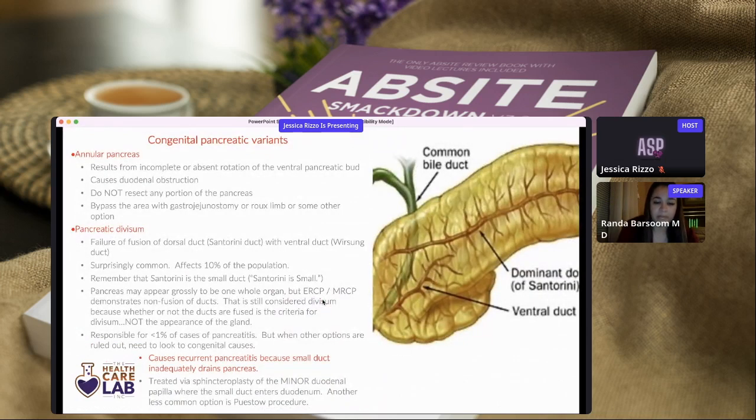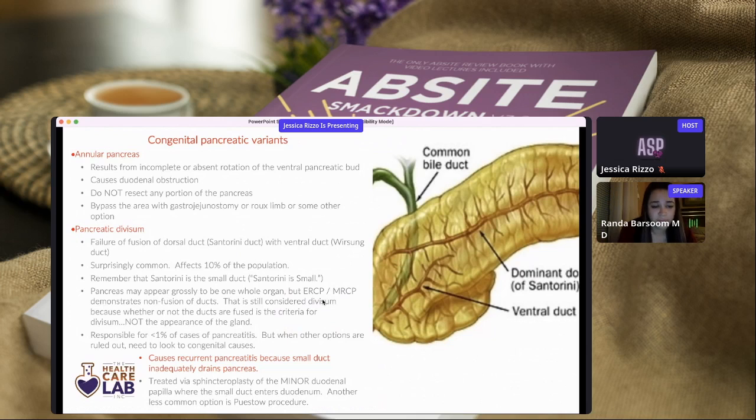All right, so pancreas issues, annular pancreas and pancreas divisum. So an annular pancreas will actually result in incomplete or absent rotation of the ventral pancreatic duct. It will cause eventually a duodenal obstruction. Do not resect any portion of the pancreas for this. You can bypass with a gastrojejunostomy or some other option.